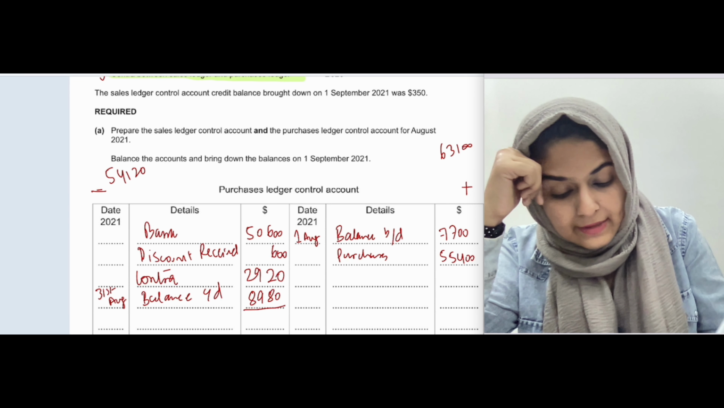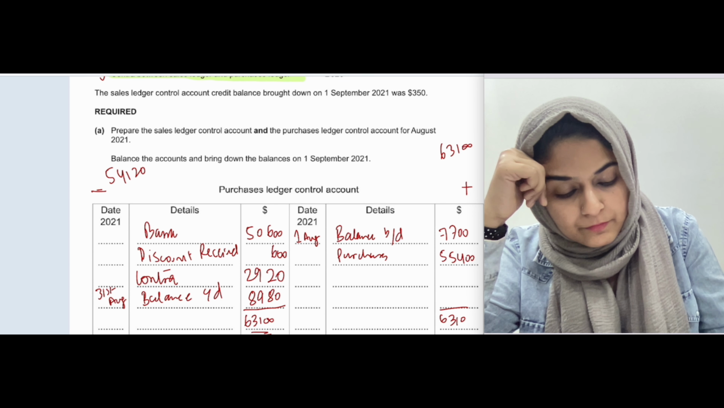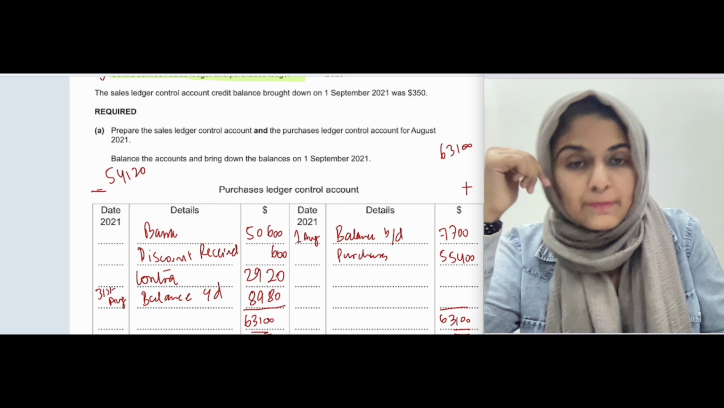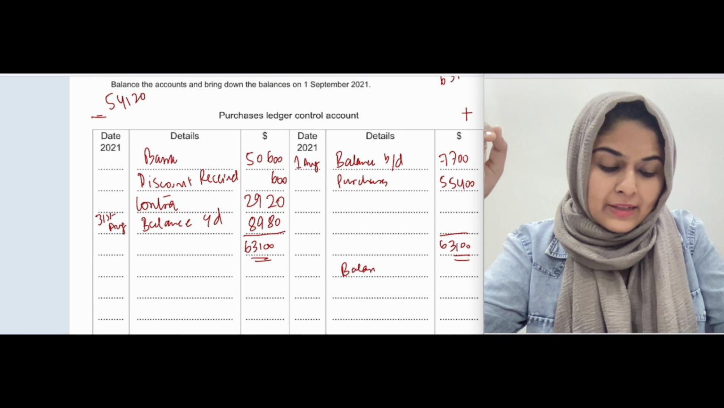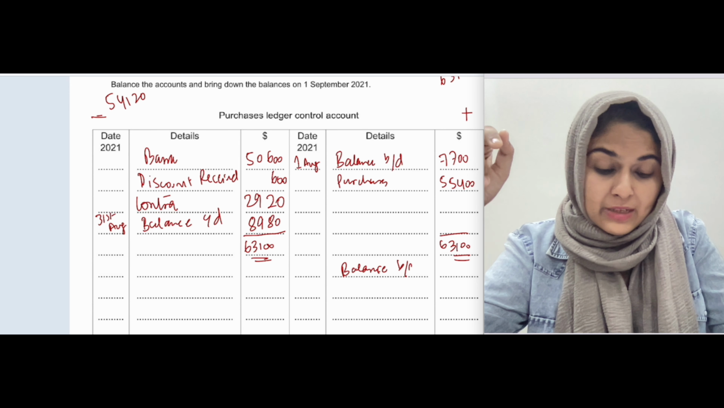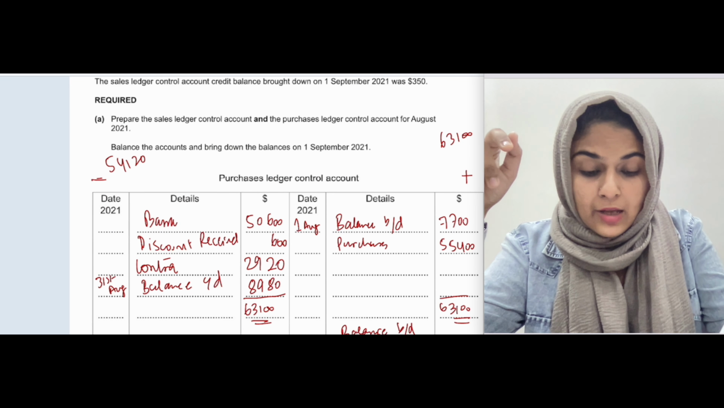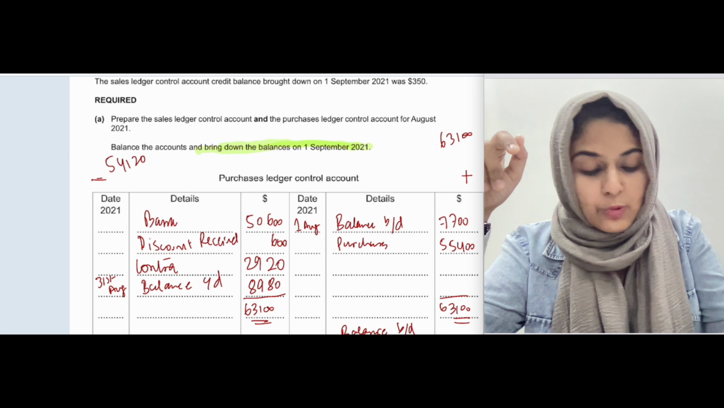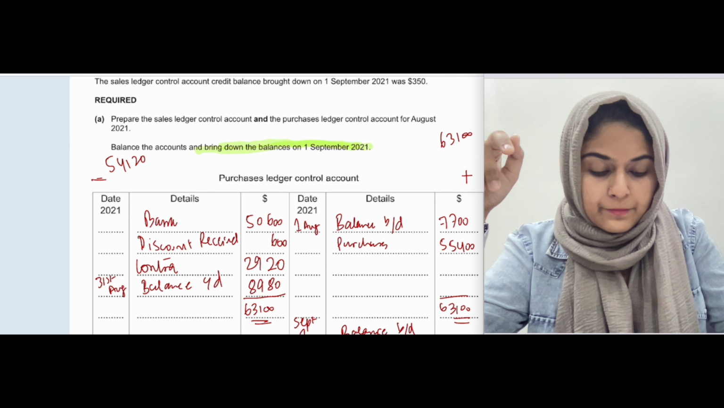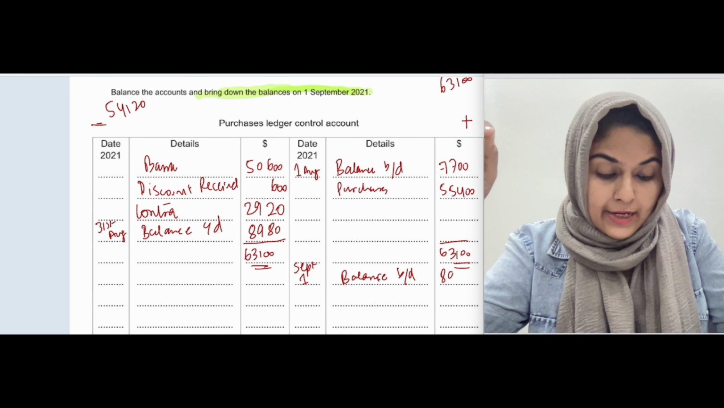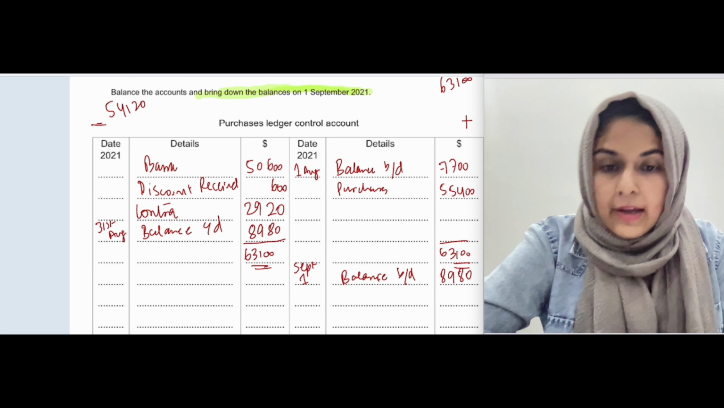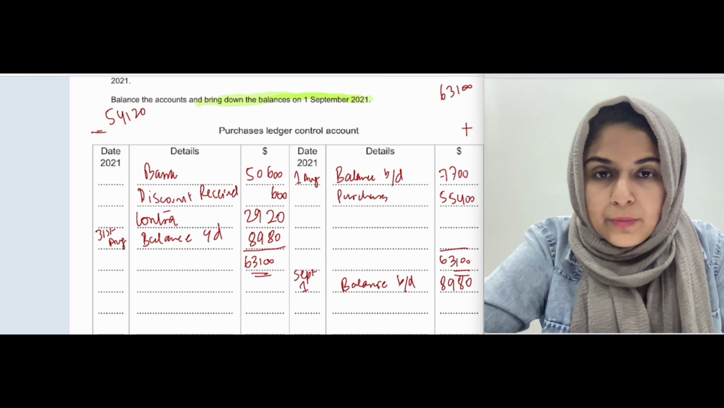And then you balance this account at 63,100 on both sides, and then this balance carried down will obviously become balance brought down on 1st September, and that's part of the requirement of the question as well, कि यहाँ पे इन्होंने कहा है आपसे कि bring down the balances on September 1, 2021. So you write September 1 here, and balance brought down will be 8,980. And that's about it for the purchase ledger control account.